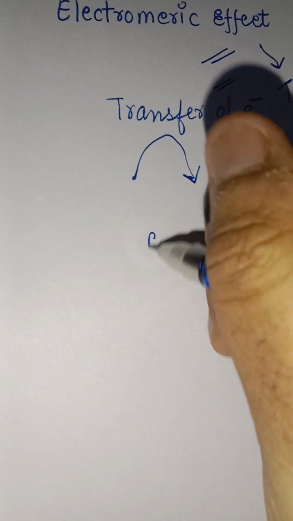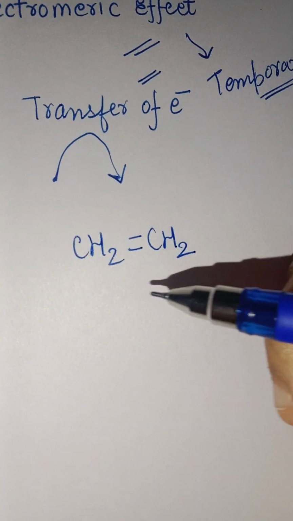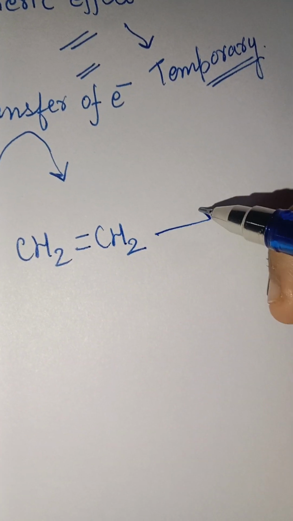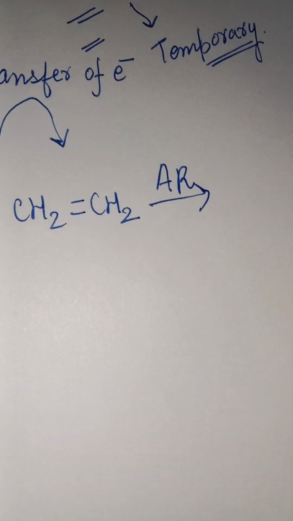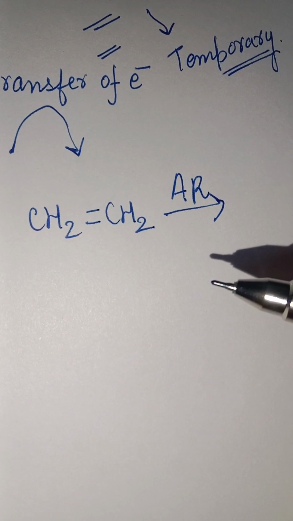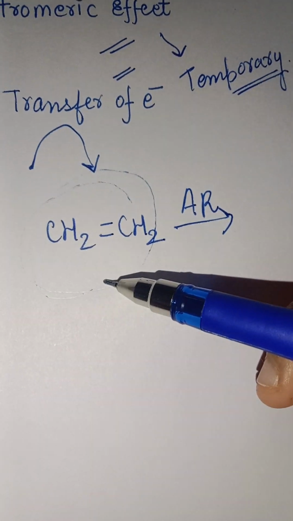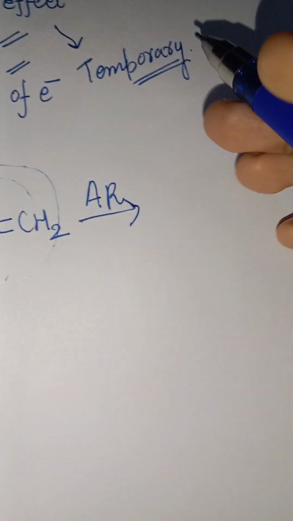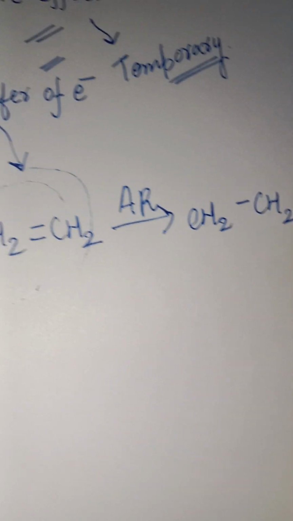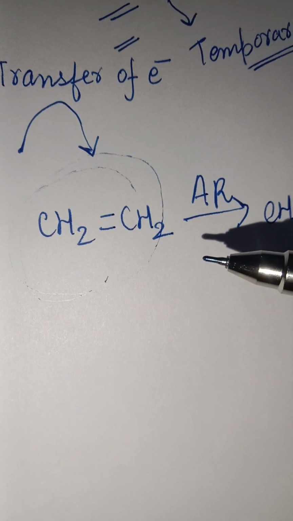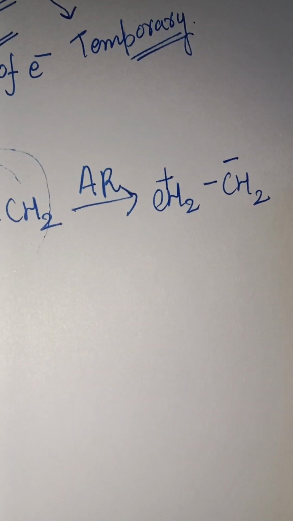For example, I am having CH2 double bond CH2. You can see I have a multiple bond over here. Now in the presence of any attacking reagent, you will see there is a transfer of electron which is taking place. But if there is a transfer of electron, this entity which is having a double bond is going to lose one bond. So you will get CH2, single bond CH2, but as you can see that there is a transfer of electron which has taken place. So it will be positive and it will be negative. Obviously, one of them will be positive, the other one will be negative.